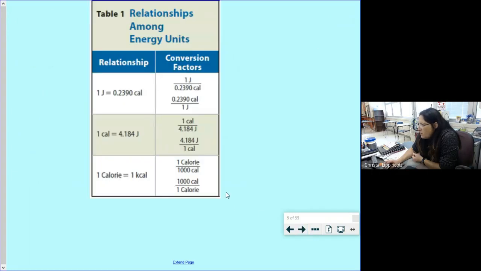So here's kind of a relationship. You've got this chart in your notes. 1 calorie equals 1 kilocalorie. 1 calorie equals this many joules. And that's what we typically will measure heat in, and that's what they will in physics. They're going to be all about the joule. And then 1 joule equals this many calories.